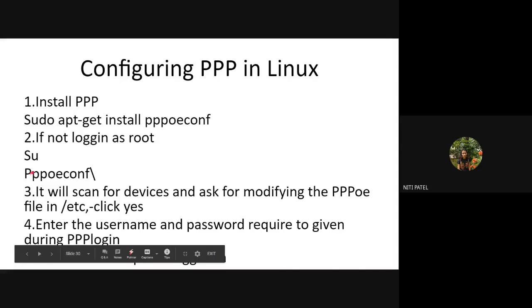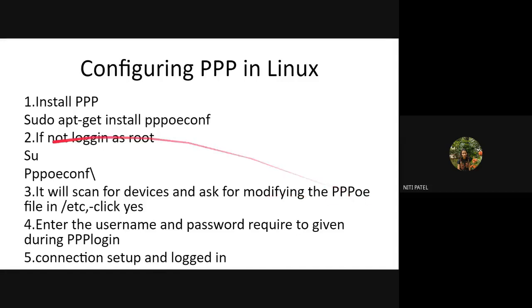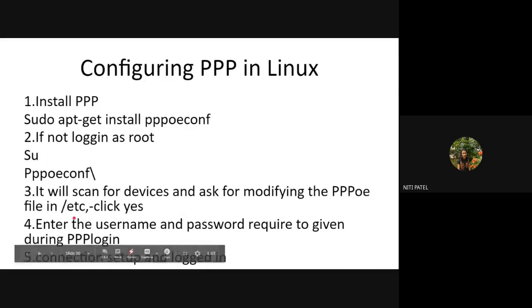So when I run sudo pppoeconf, it will continue with the installation. What it will do is automatically scan for all the devices and ask for modifying the PPPoE file. Where is this PPPoE file? It is inside your /etc folder. Who has to do this? It will be done automatically.